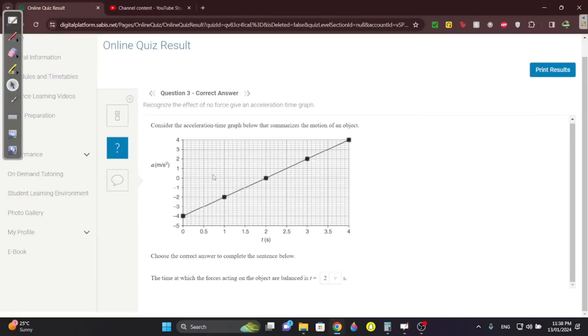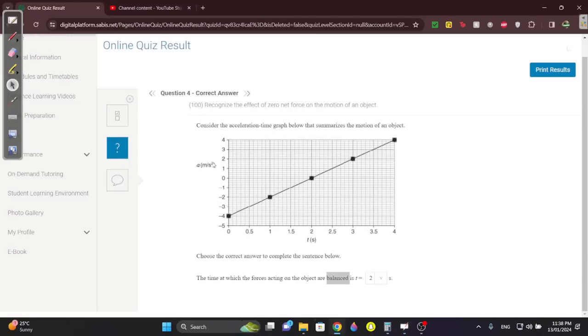But question 3. This is acceleration, and at certain times, the time at which the forces acting on the object are balanced. Balanced means the net force is zero. When the net force is zero, acceleration is equal to zero. Always remember this. You have to see where acceleration is equal to zero, and it's at time 2 seconds.